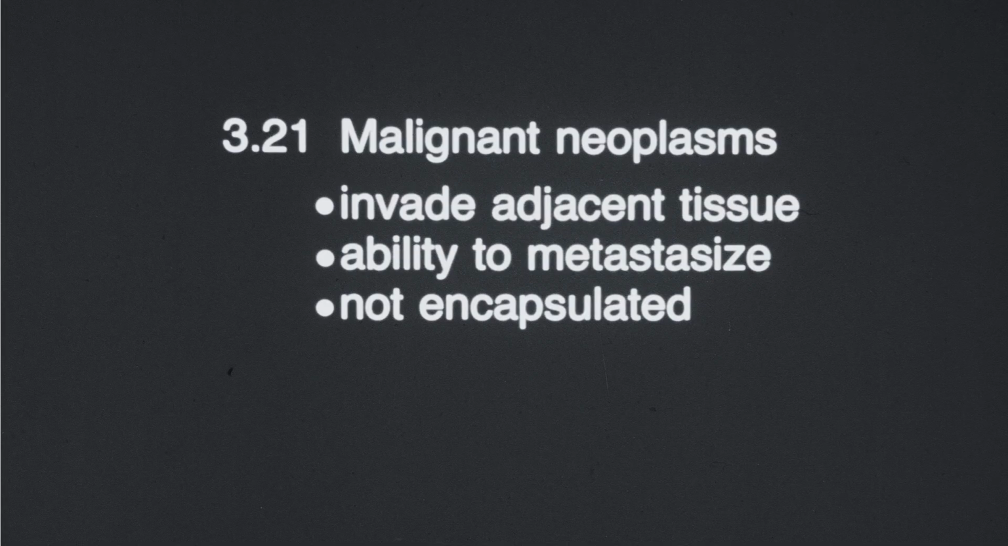The next portion covers the general behavior and appearance of malignant neoplasms. Malignant neoplasms differ from benign neoplasms by their ability to invade adjacent tissue and by their ability to metastasize. The malignant tumor is usually not encapsulated, and finger-like projections of the neoplasm extend into adjacent tissue. The tumor grows by infiltration and destruction of the adjacent tissue that it invades.